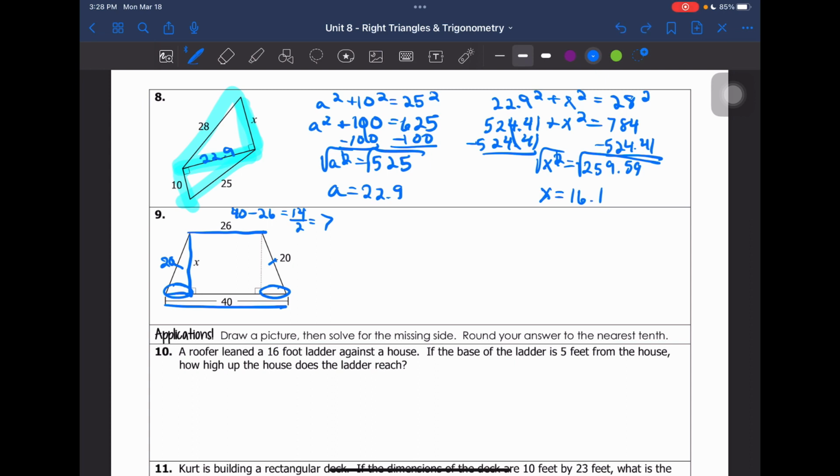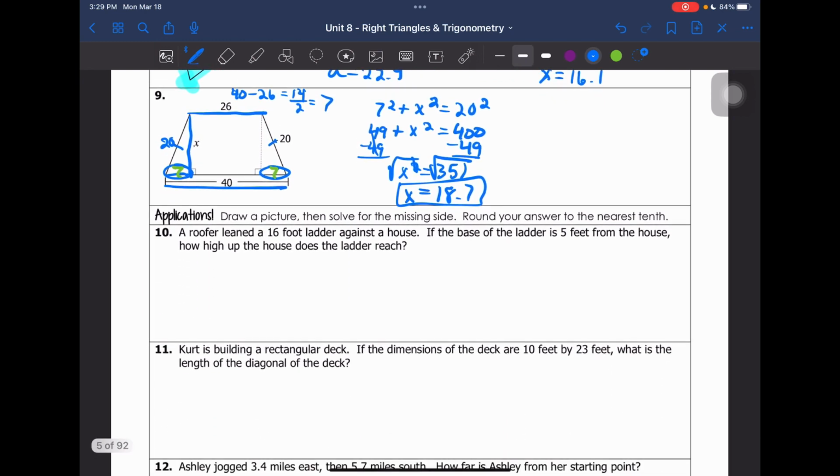And so if we split 14 in two, that means each of these is going to be 7. Let me use a different color. This side is 7, and this side is 7. So what I can do now is set up a Pythagorean theorem using the 7. 7 squared plus x squared equals 20 squared. And now we just need to solve this for x. So 7 squared is 49. 20 squared is 400. Let's subtract this 49. That's going to be 351. And then if I square root that, I'm going to be left with 18.7. So that's our answer there.